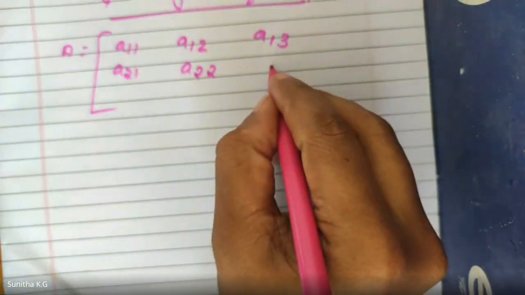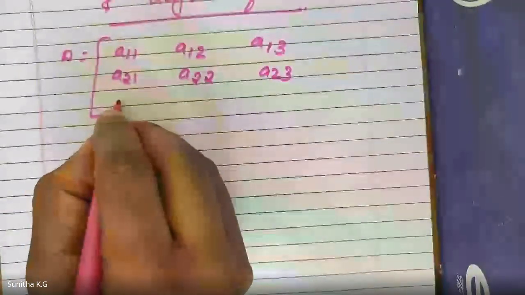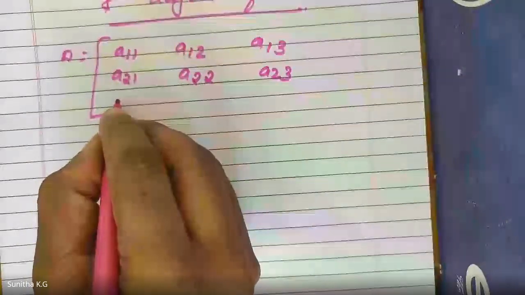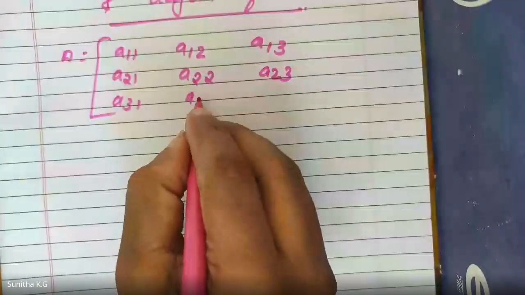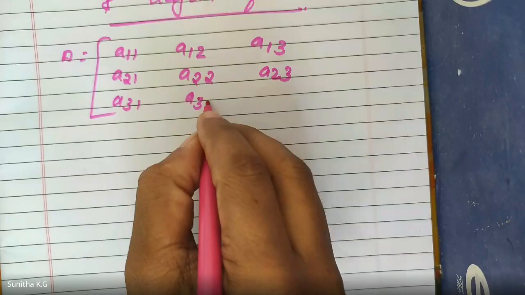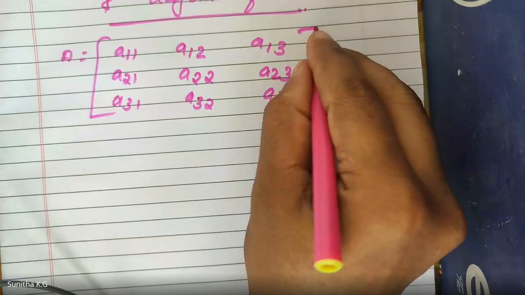A22. Then what is the next element? A22. Here we are considering a 3 by 3 matrix. Then what is the next row? A31, A32, A33. The elements Aij where i is equal to j are called the diagonal elements. Am I right? Yes, teacher. Okay. These are the diagonal elements.